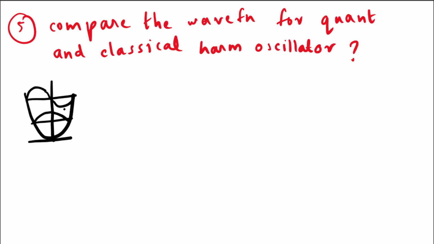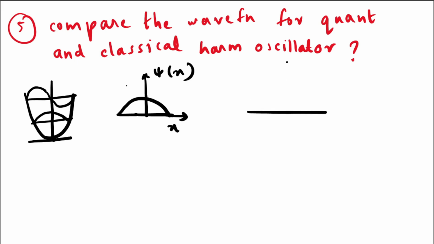So we can draw it explicitly. Here we can draw it like this. This is the wave function, psi of x. This is for the ground state, and this is for the first excited state, psi 1 of x, psi 2 of x.